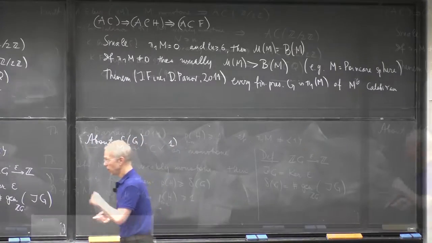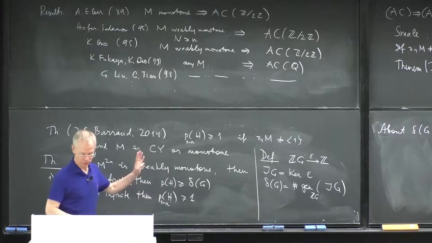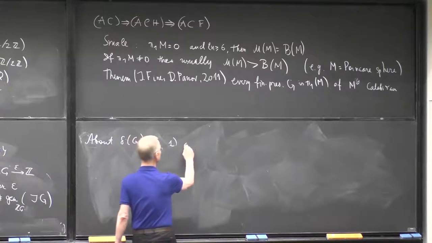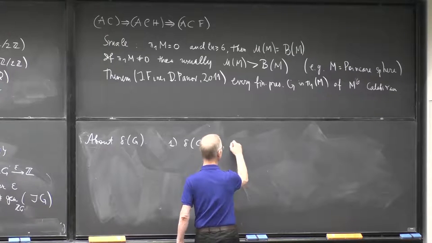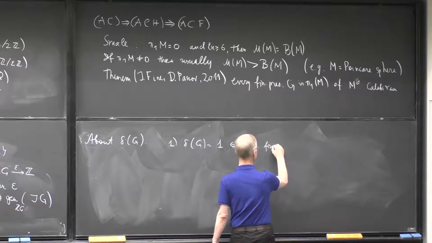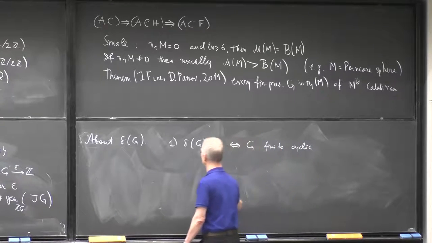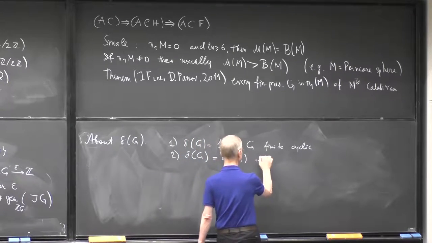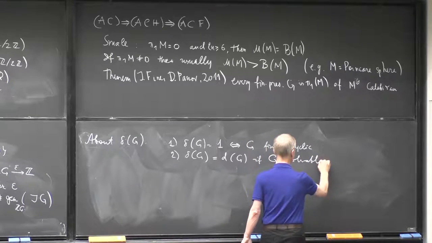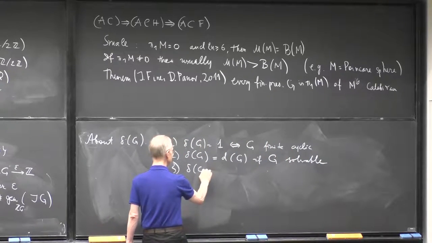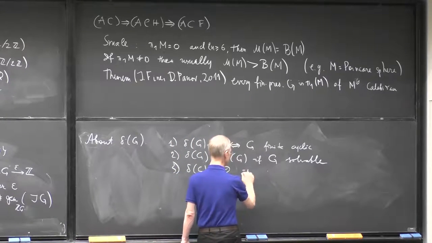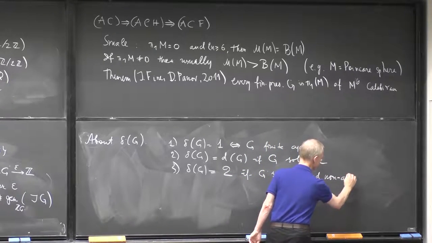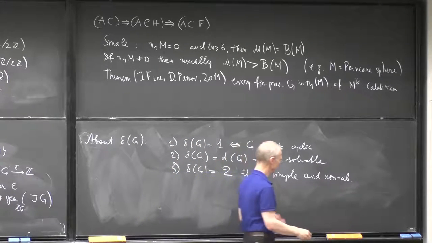So I will assume that G is a finite group, because it occurs in our results only for finite groups. So delta G is equal to 1 if and only if G is a finite cyclic group. Second, delta of G is equal to D of G if G is solvable. Then delta of G is equal to 2 if G is simple and non-abelian. Non-abelian is just not cyclic, a really simple non-abelian group.